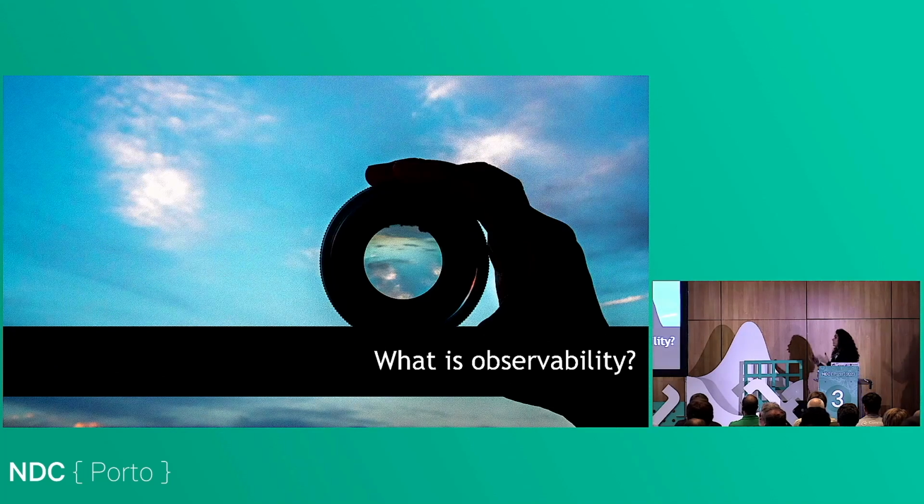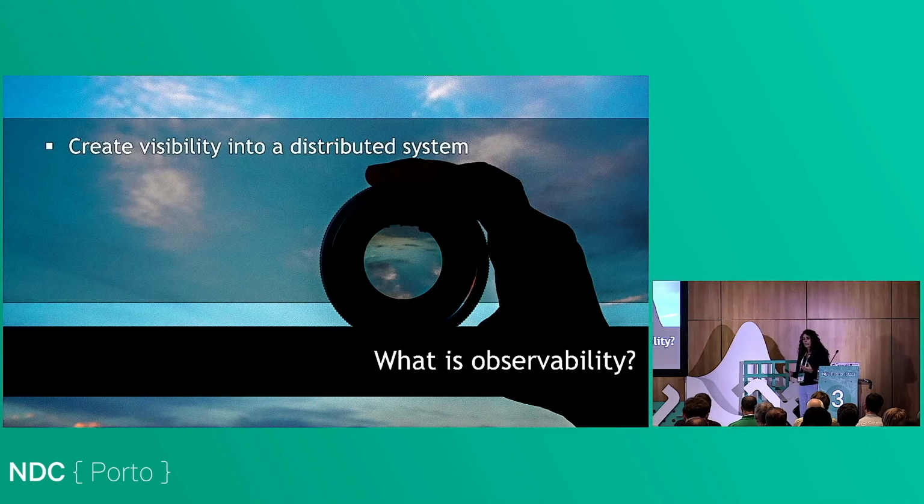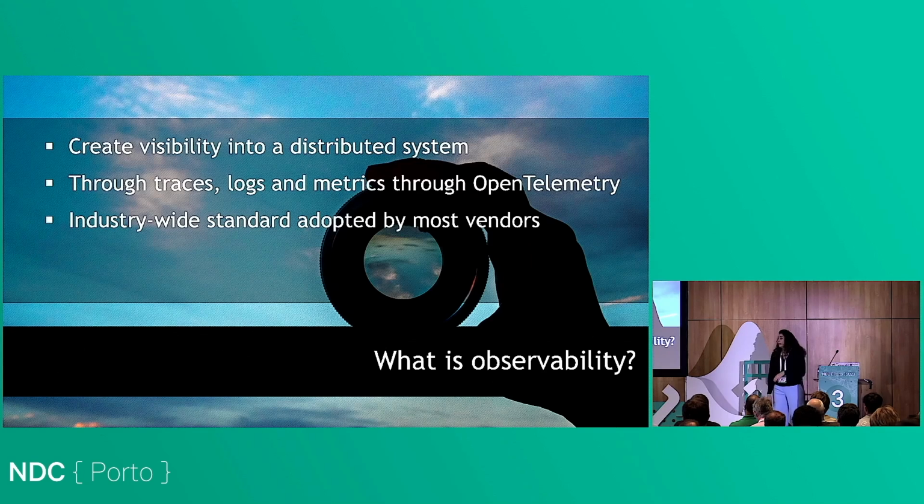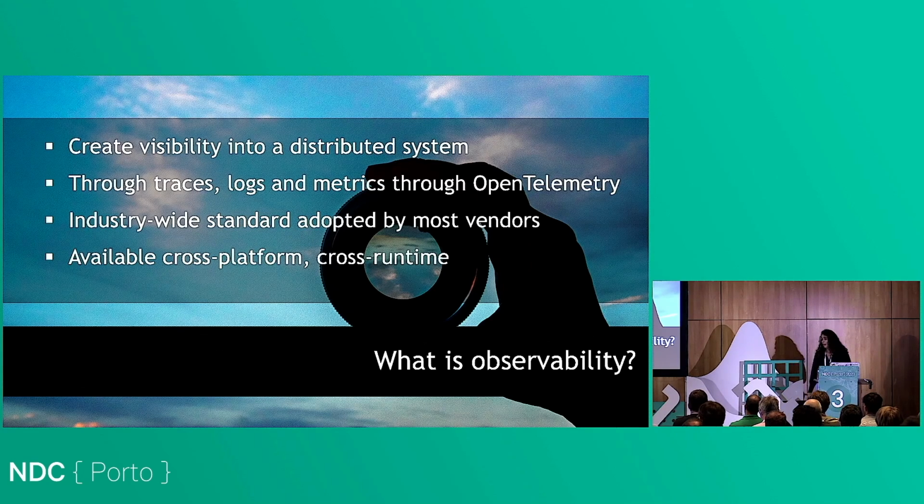And that's why we also need to invest in observability. Observability is a technique that can help us create visibility, or bring back the visibility that we lost in a distributed system, and basically recreate the call stack that we gave up. How are we going to do that? By collecting telemetry. That can be traces, logs, and metrics. And the most important project to do that right now is OpenTelemetry, right? That's basically the industry-wide standard, and it's currently adopted by most, if not all, vendors. It's also available cross-platform and cross-runtime, in I think 11 programming languages.